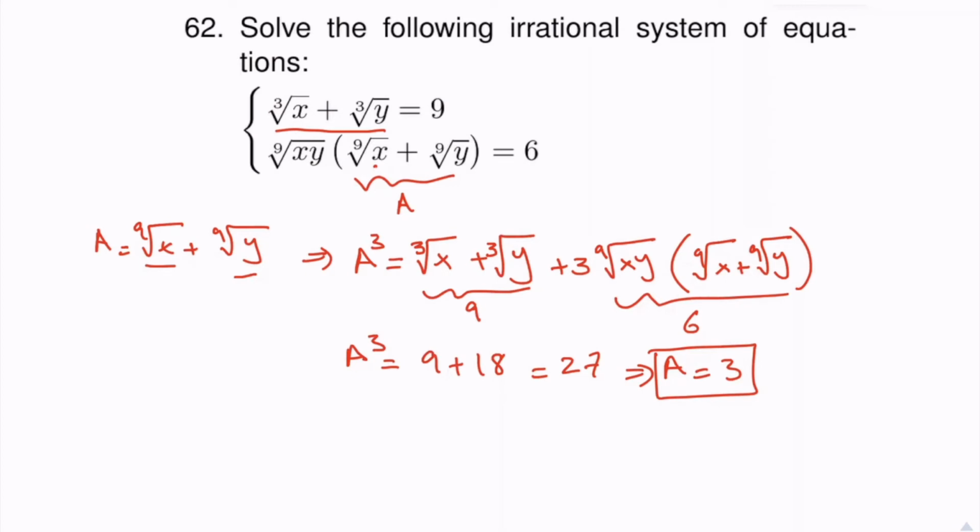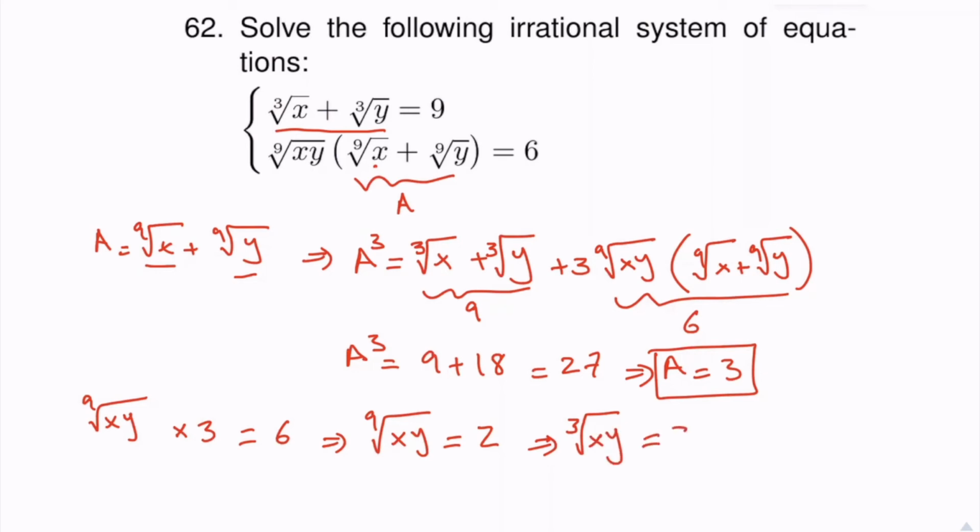So now that we know a is 3, we can replace a into the second equation, and then we find the ninth root of xy. So the ninth root of xy times 3 will be 6. So the ninth root of xy will be 2. And therefore, since the first equation is based on the third roots of x and y, we raise the two sides to the power 3, so we get the third root of xy is 8.